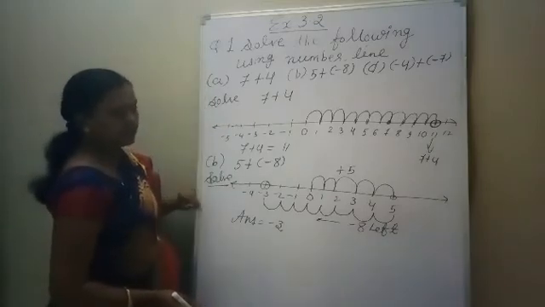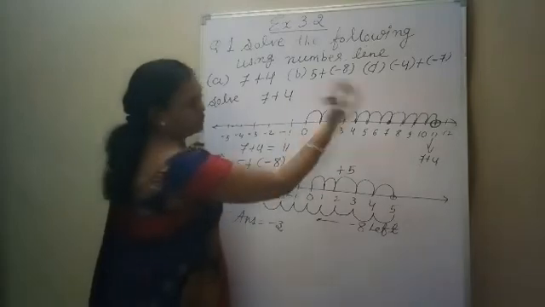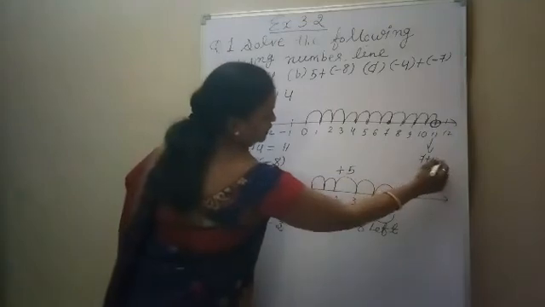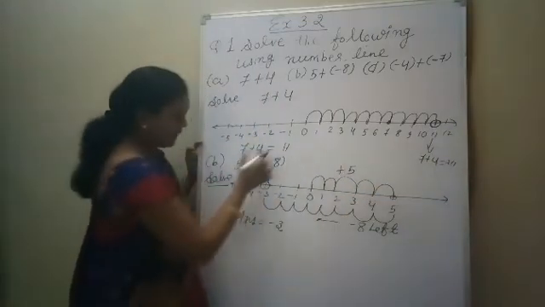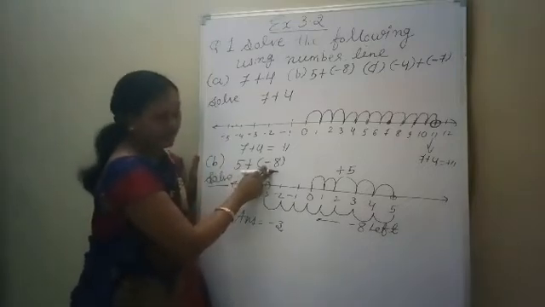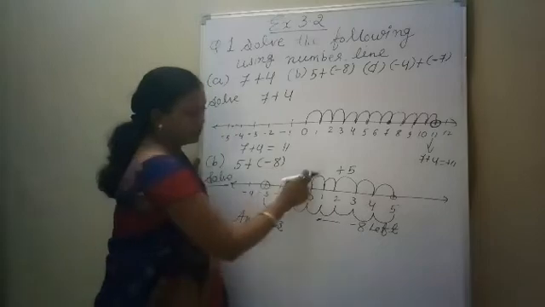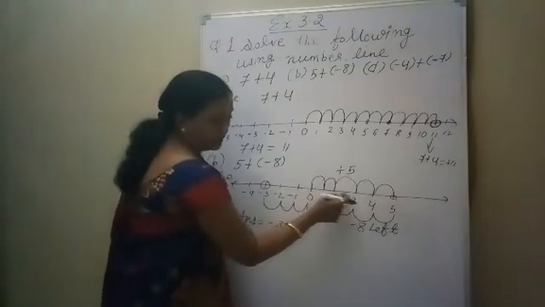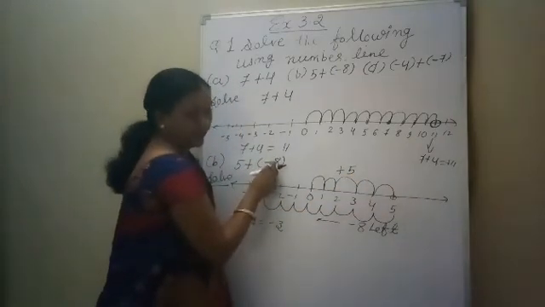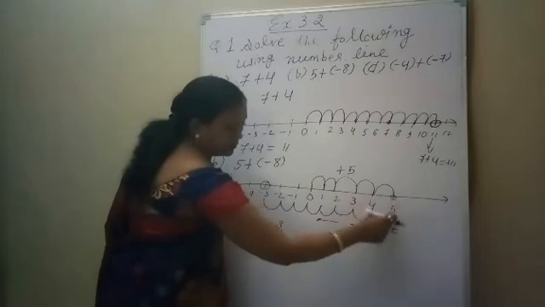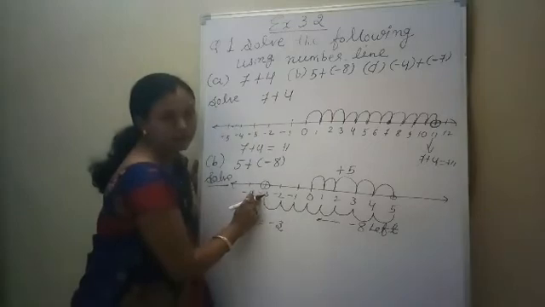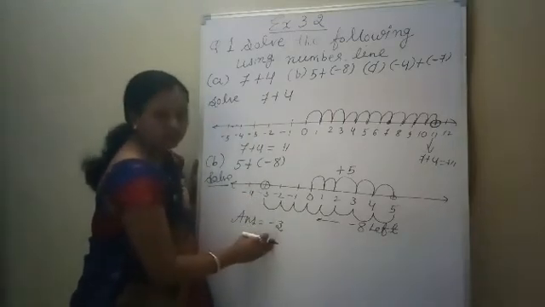This is the A part, this is the B part. In the A part, we go through the right side. Both the numbers are positive, so our answer will be positive 11. But when we see the second part, the first one is positive and the second one is negative. So for the first number, we go through the right side of 0, 1, 2, 3, 4, up to 5 places, and then after plus minus 8, we move through the left side 8 places. Then our answer will be minus 3.